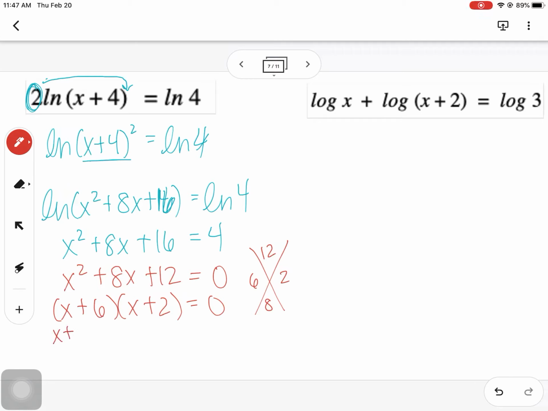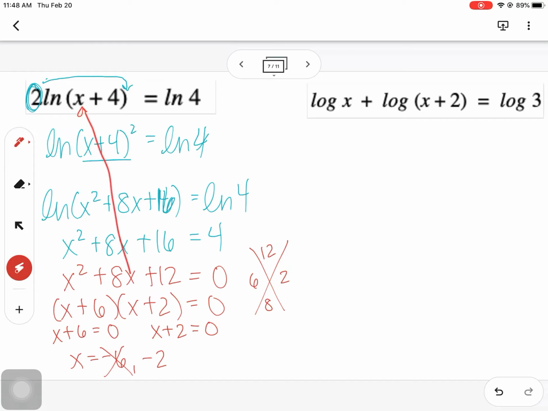When I set each of those equal to 0, because your zero product property tells you to set each factor equal to 0 and solve them individually, from the first one I get -6, and from the second one I get -2. You do need to check both of these, and again, go back to the original problem. If I take -6 and plug it in for the x, it's going to be -6 plus 4, which is -2. And that we can't do. I cannot have a negative inside of my log. So -6 is not an answer. If I take -2 and do the same thing, -2 plus 4 is +2, so that is totally fine. My only answer in this equation is -2.